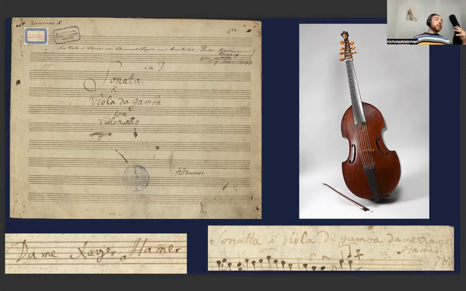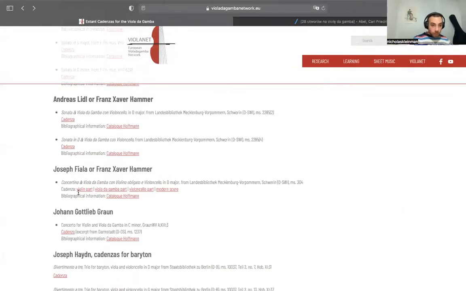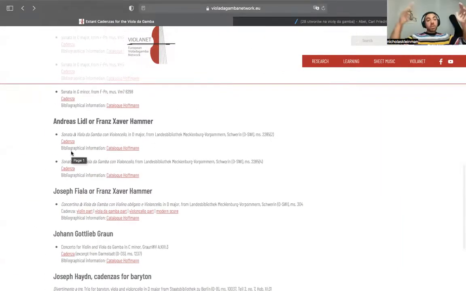That's to say, we don't know, did Hama compose it? Maybe he copied it from somewhere else. Maybe Lidl wrote that too. Who knows? It's in Hama's hand, we know that. But as to who authored these two sonatas, it should say Andres Lidl, maybe Hama, maybe Fiala, maybe who knows. At this point, I can't confidently say. It's in Hama's hand.